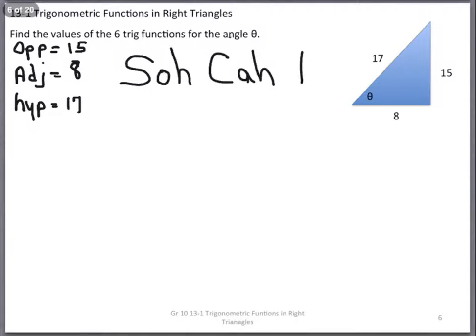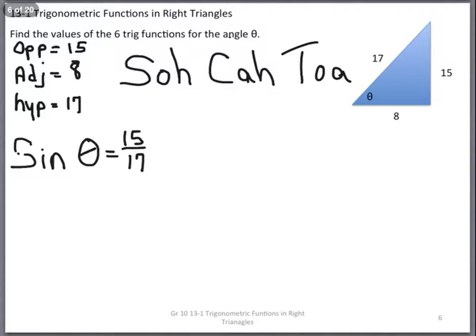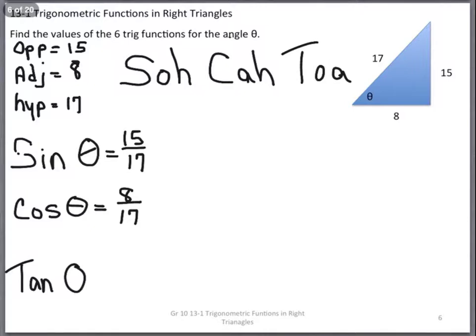SOHCAHTOA. So we're going to do sine of theta is opposite over hypotenuse. Cosine of theta is adjacent over hypotenuse. Tangent of theta is opposite over adjacent.